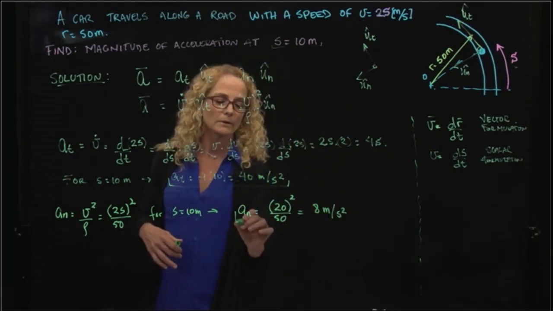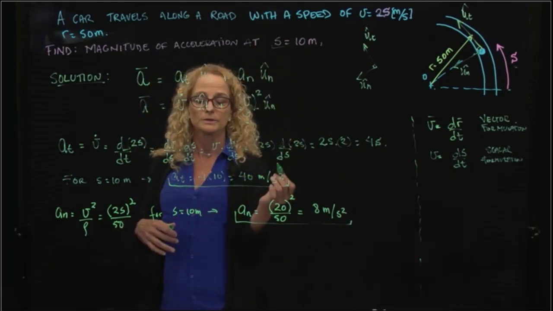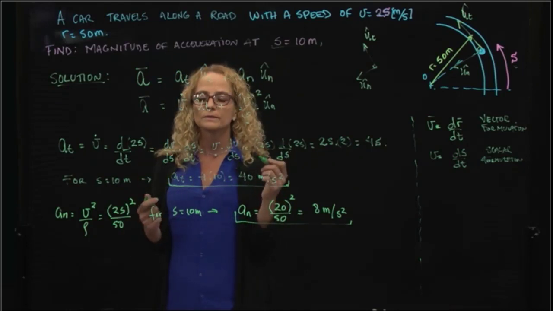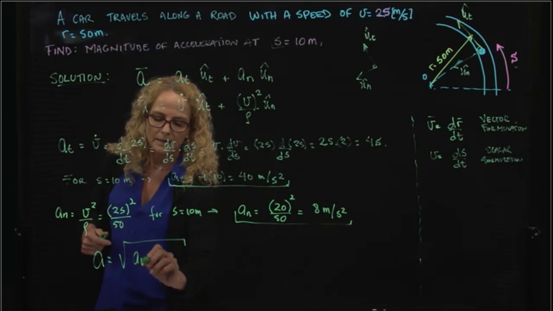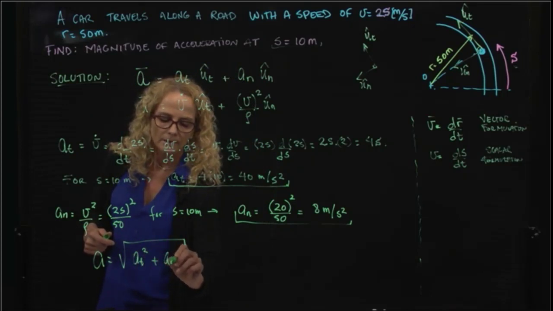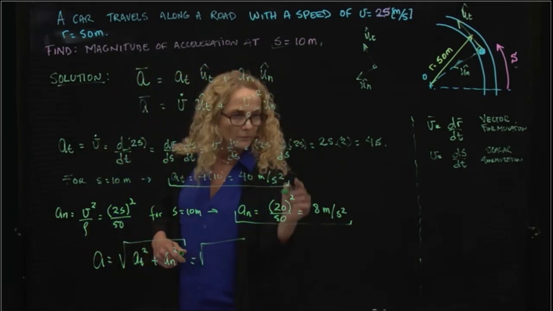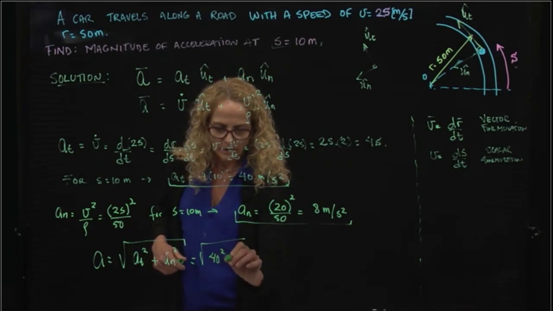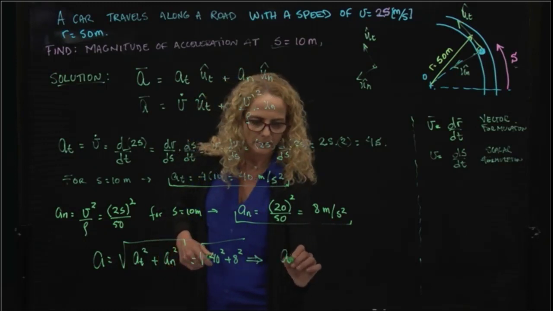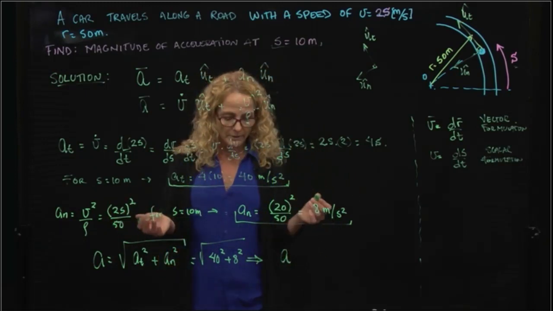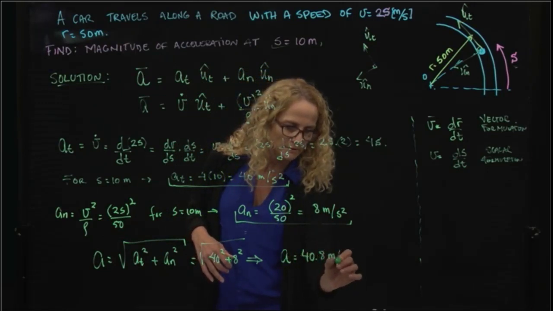So there we found our normal acceleration. We have our tangent acceleration and our normal acceleration. If we want to find the magnitude of the acceleration, it will be the square root of the tangent acceleration squared plus the normal acceleration squared, the square root of 40 squared plus 8 squared. Now we got that the magnitude of our acceleration is 40.8 meters over second squared.